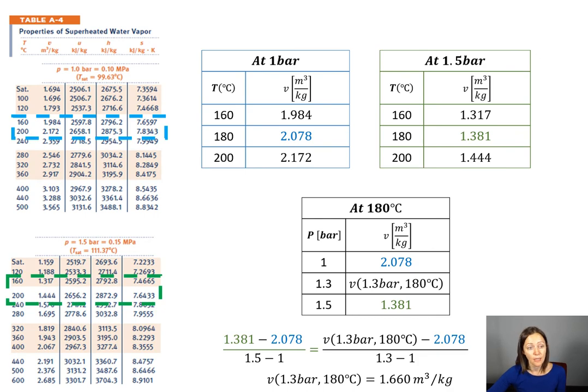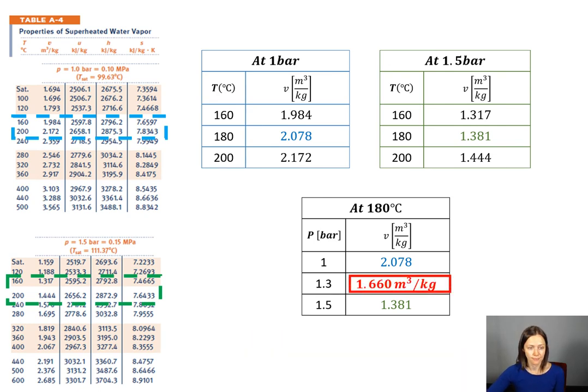And you just need to do a gut check. Does all of this make sense? Are the numbers that I interpolated between the numbers that I interpolated from? So for that bottom table, I know that my specific volume at 1.3 bar and 180 degrees Celsius needs to be between 2.878 and 1.381, and it is. So that's my answer.